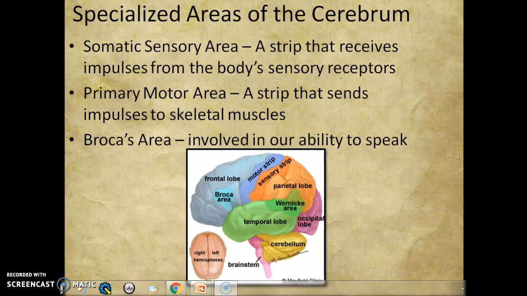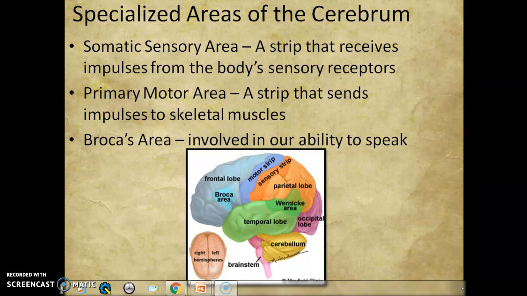Now we talked about how there's different lobes of the brain, and the different lobes, luckily for us, are named after the bones that they are right underneath. Okay, so frontal bone has the frontal lobe right underneath it. Okay, the occipital lobe is right underneath the occipital bone.